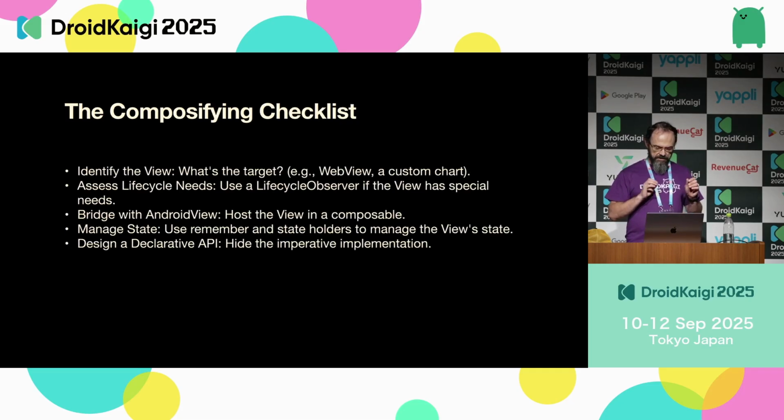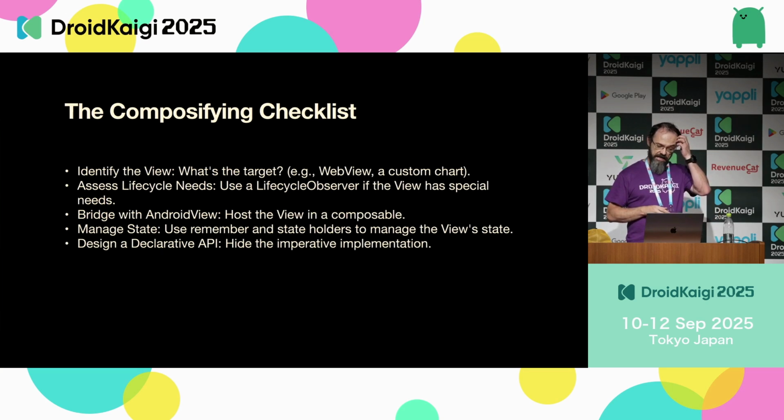Here is a short checklist for composifying libraries. We need to identify the view. What's the target? Is it a web view? Is it a custom chart? What are the custom methods from this view that we need to override? Every view is going to be different.